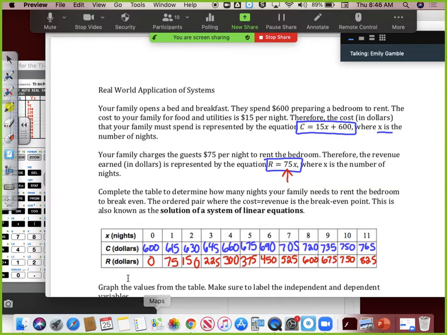and breakfast. This equation represents for 0 nights, the money that you make is $0 because nobody's staying. After 1 night of staying, they would make $75 because after 1 night, it's $75 a night. 2 nights, it's a total of $150. 3 nights, it's a total of $225.